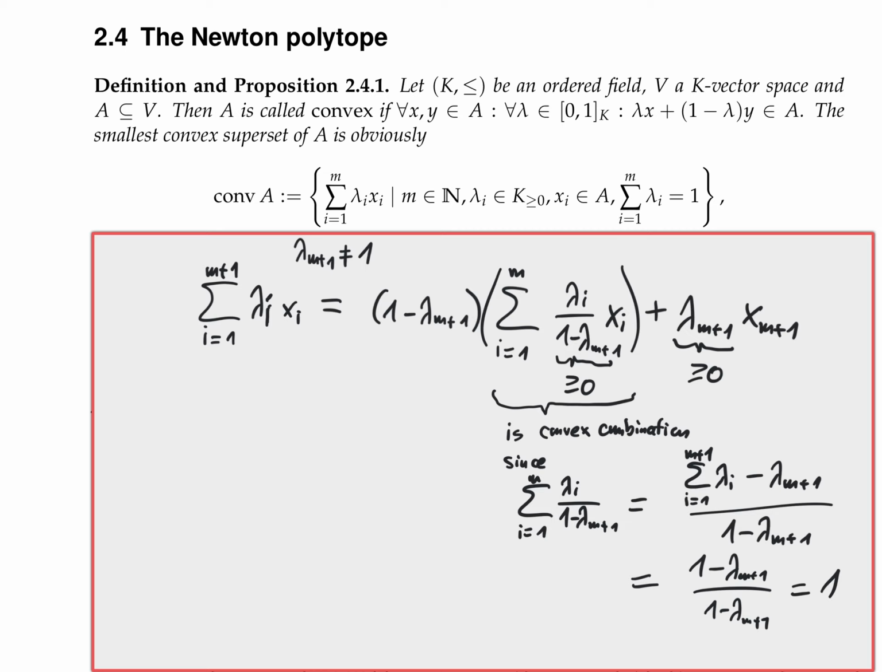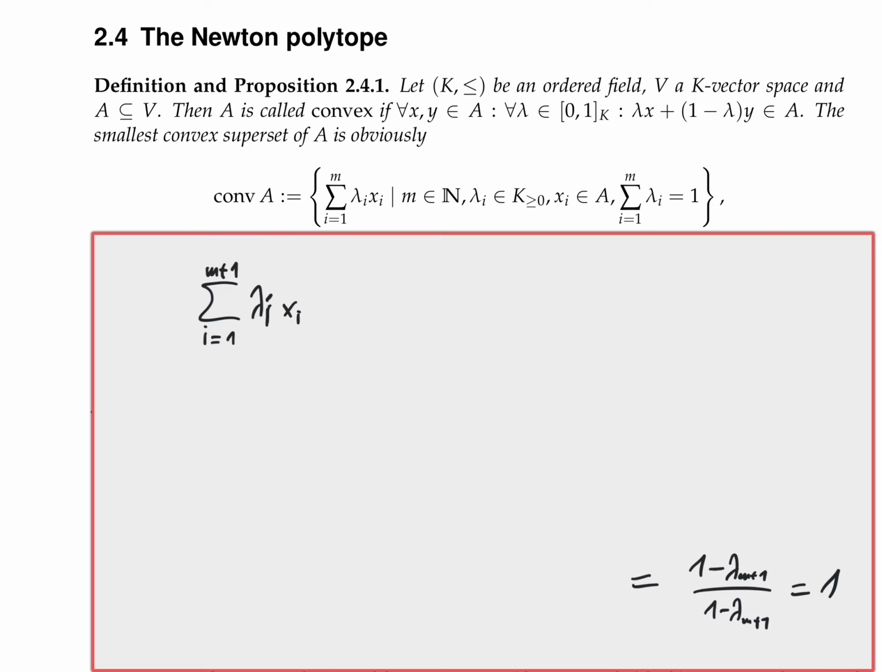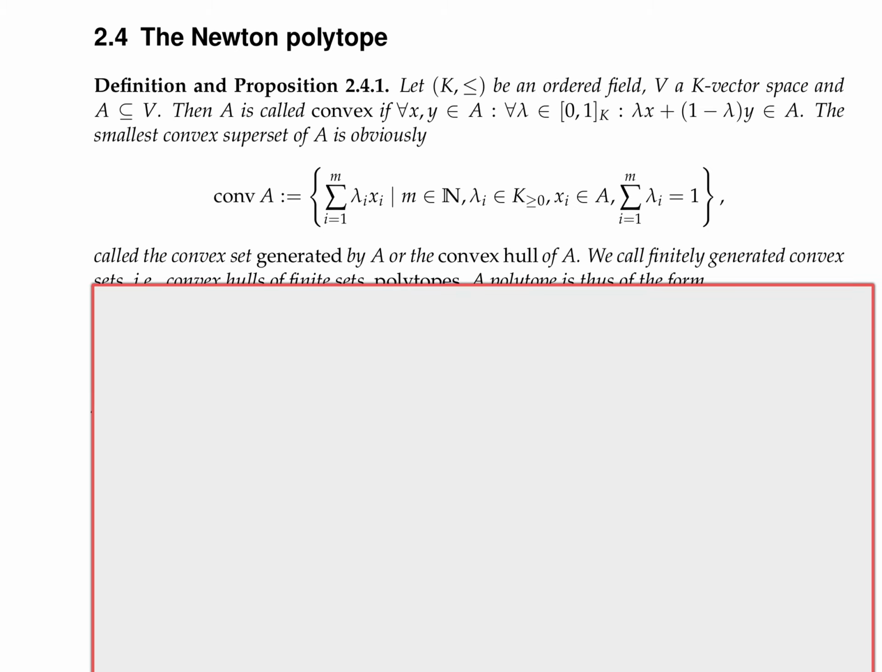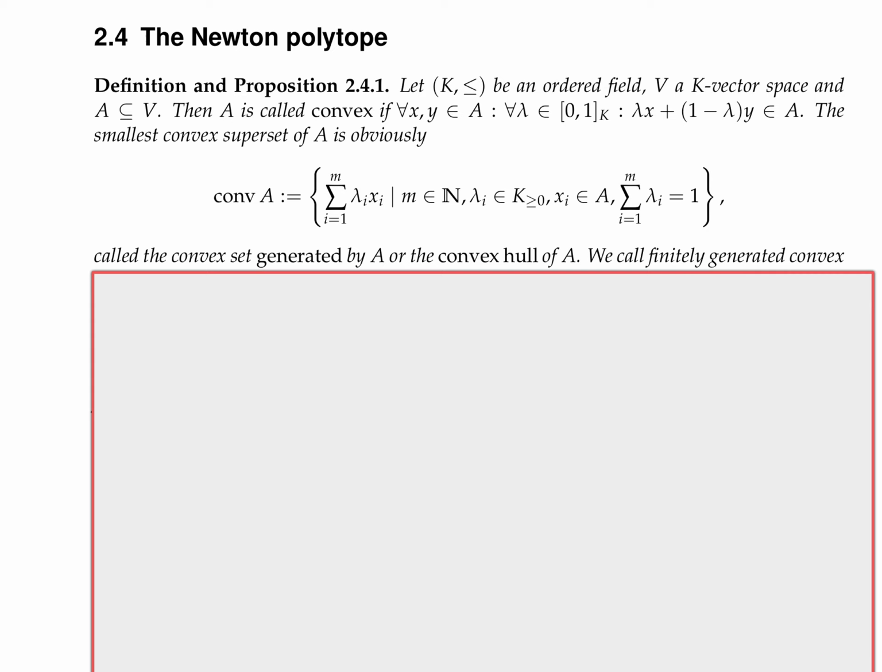Okay, so geometrically, what is the geometric intuition for this convex hull? So that's actually called the convex hull. Maybe I should mention this. So what is the geometric intuition for the convex hull? It's called the convex set generated by A, or also the convex hull of A. So what's the geometric intuition?